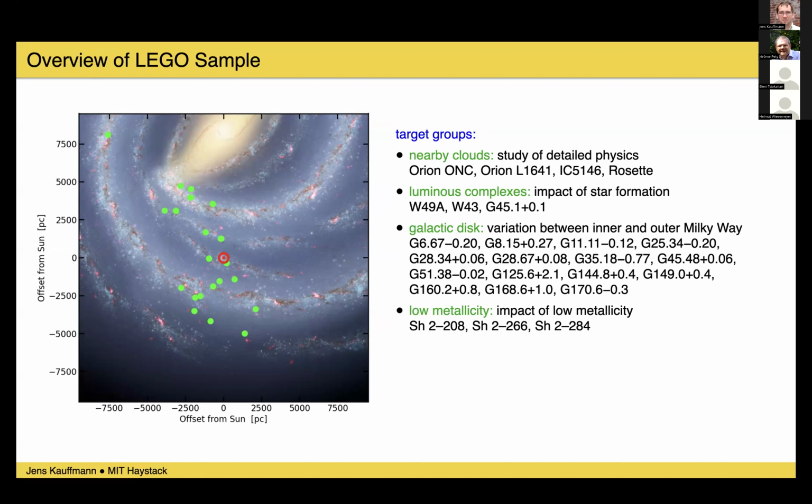But then we also have luminous complexes, 3 of those in the Milky Way, to understand the impact of high luminosity. Then there is a galactic disk sample that simply samples how things differ between the inner and outer galactic disk, and a low metallicity sample to understand what's going on if you reduce the metallicity.